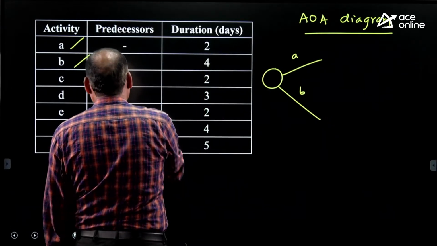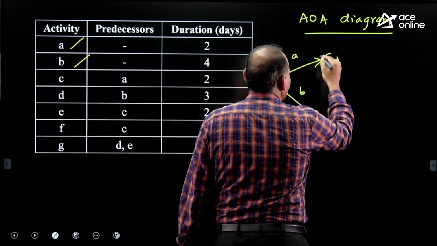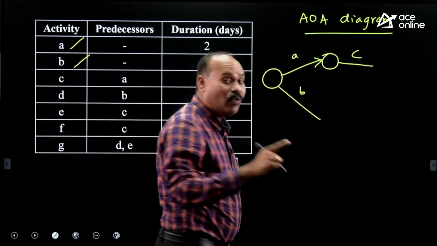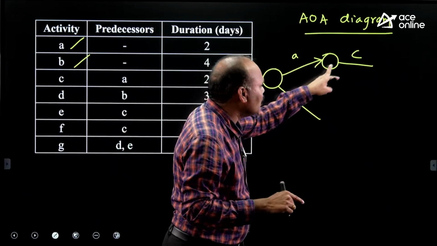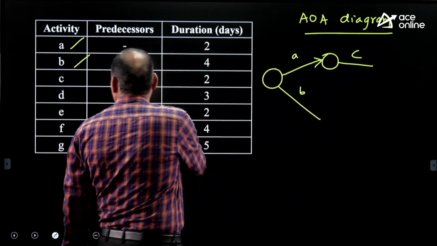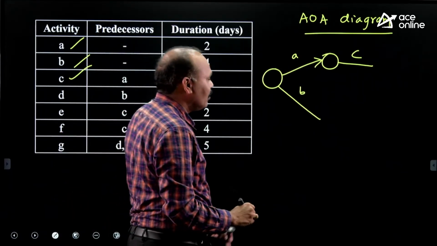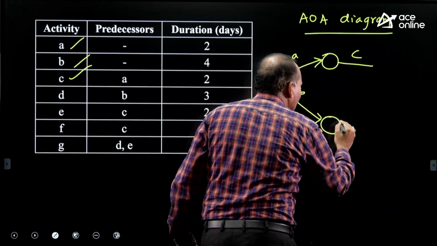A, B have no conditions. C after A. After A, C will start. Now when the requirement is there, then you can end. So A completion will give C. Now it is the time to conclude A, then start C. D after B. Now it is a time to conclude B. After B, D will start.